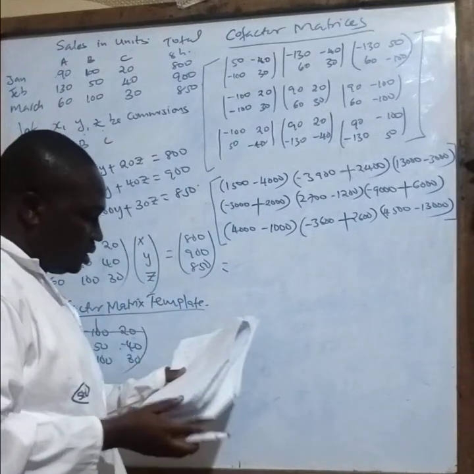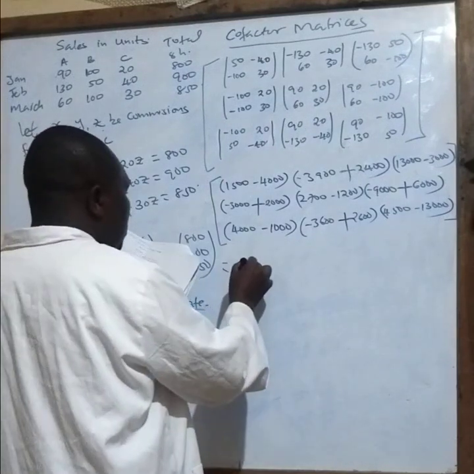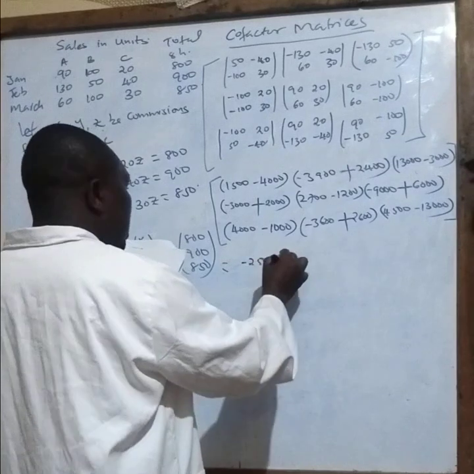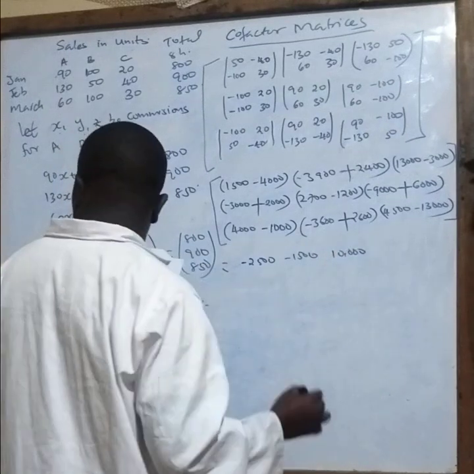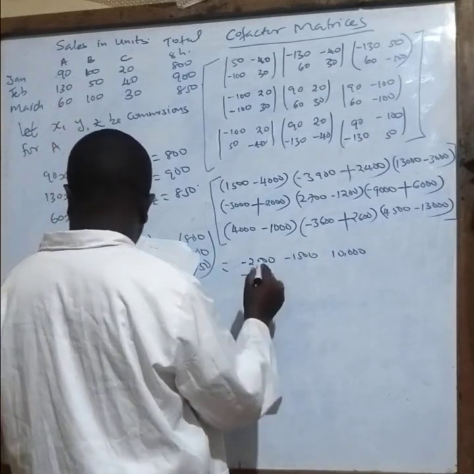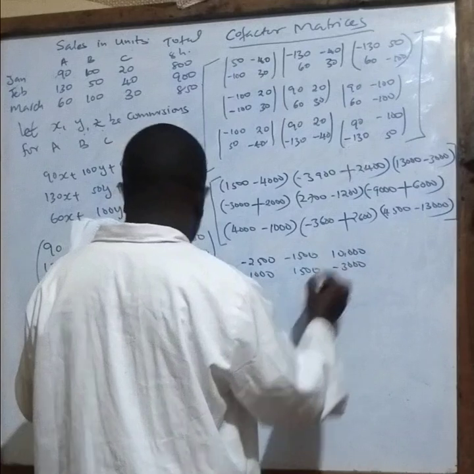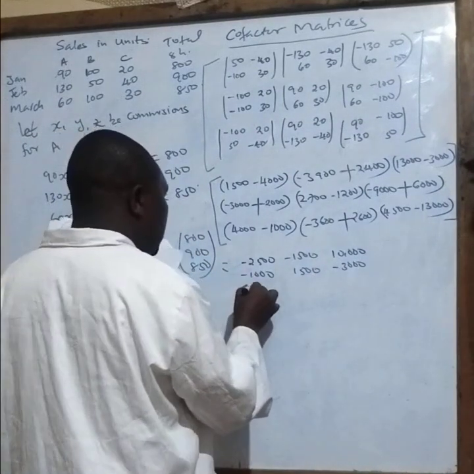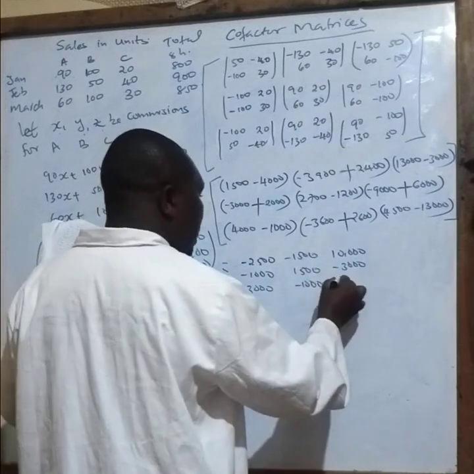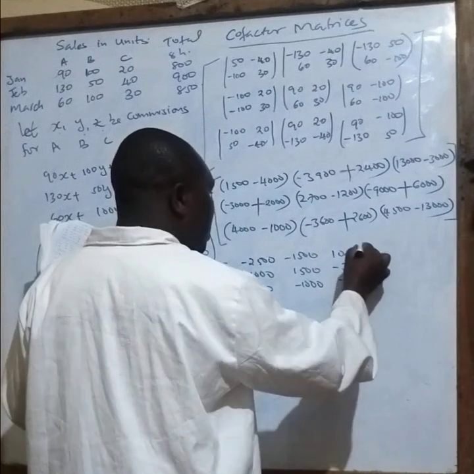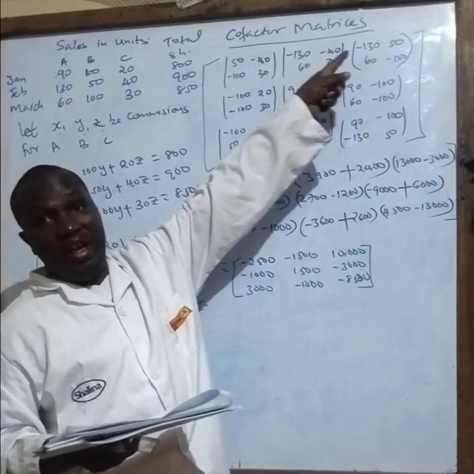So when you work out this one, your answer you are supposed to get after all that is negative 2,500, negative 1,500, 10,000. Then you get negative 1,000, 1,500 here positive, and negative 3,000. Then we have 3,000 positive here. Then we have negative 1,000, and we have negative 8,500. So that is now your final answer after you have done your cofactor matrix.